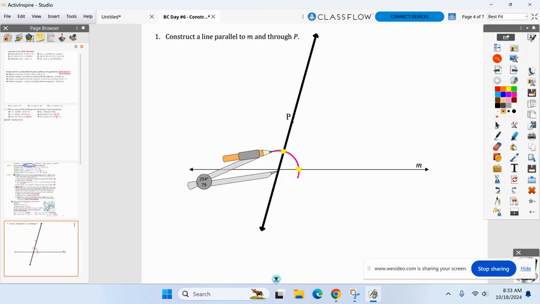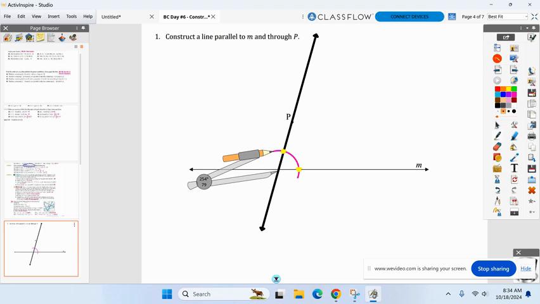And hopefully you haven't changed your compass opening yet. So everyone, go ahead, take your time, get that arc going through the angle you're copying. We'll take our time here. We've got enough time. Everyone's all right?